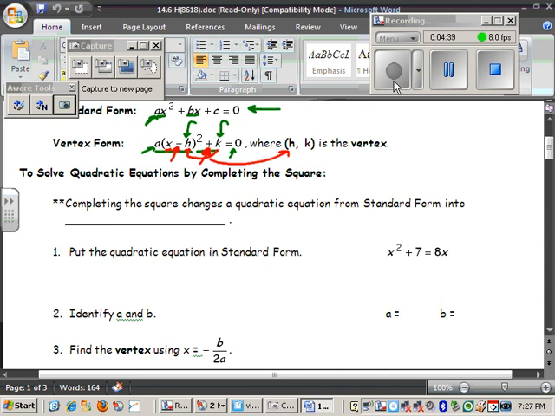When we solve a quadratic equation by completing the square, what we're actually doing is taking the quadratic equation, which is originally in standard form because we always start in standard form, and changing that equation to vertex form. So whenever you hear someone talking about completing the square, what they're really doing is just putting the equation in vertex form.